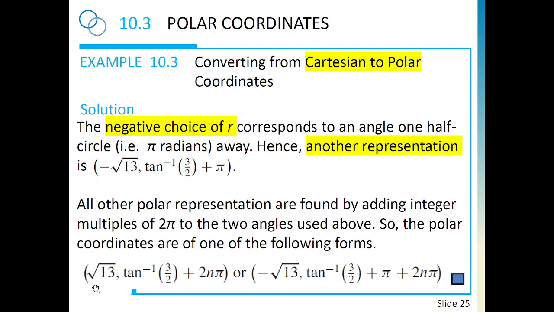My suggestion is always to choose r positive and then find your angle to be in the correct quadrant, and from that point on you can add or subtract 2 pi infinitely many times. Or if you want to have negative r, well, from here you put minus, and then to this angle you add pi or subtract pi.